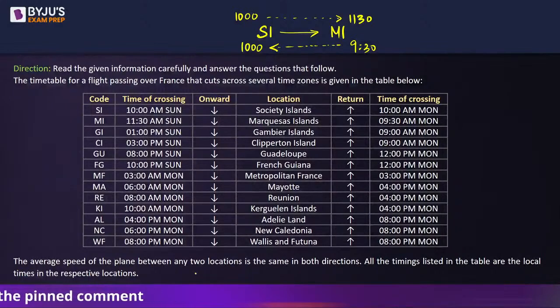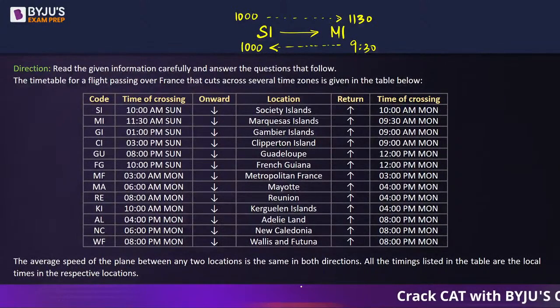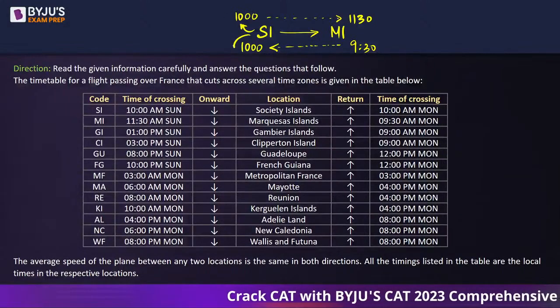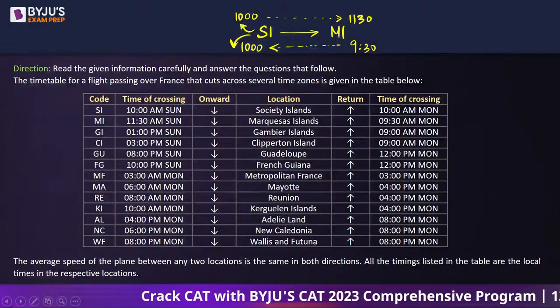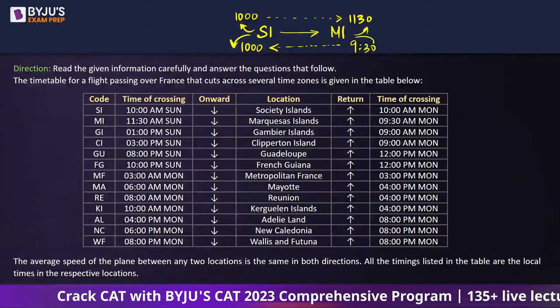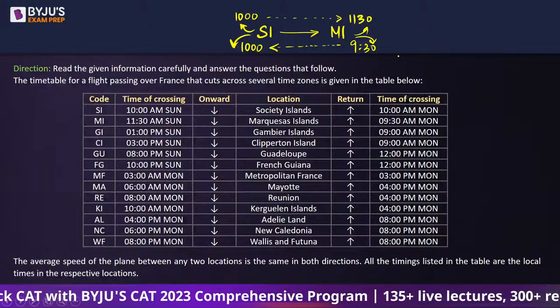The average speed of the plane between any two locations is same in both the directions. So speed same, distance same, obviously time same होना चाहिए. The time listed in the table are local times. So ये जो 10 बज रहा है ये इस city का standard time है. And this 11:30 and 9:30, these are the standard times of MI.